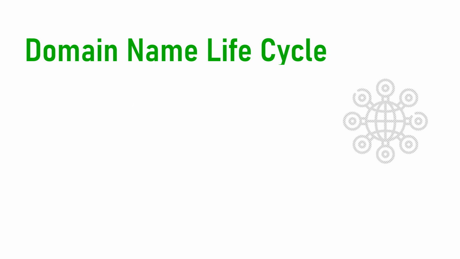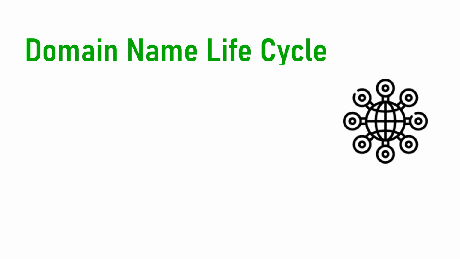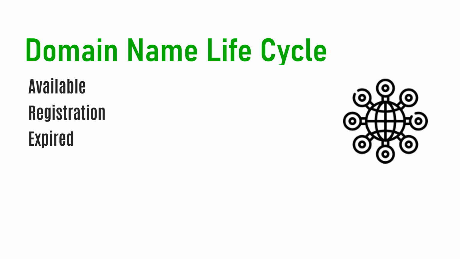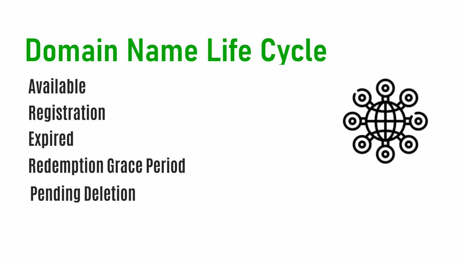Domain life cycle. A domain life cycle consists of 5 phases as follows. The first phase is available, the next registered, and then the expired phase. In this phase, if you renew your domain, it comes to available phase. If you do not renew your domain in the expired phase, it will go to redemption grace period. After that, pending delete, and then again available stage. Come, let's dive into this.